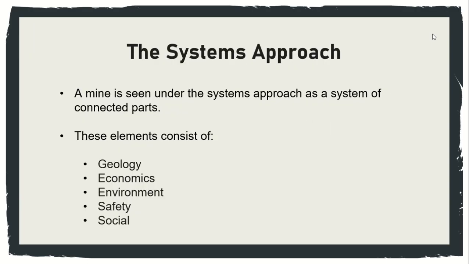So next is the systems approach. A mine is seen under the system approach as a system of connected parts. The elements consist of geology, economics, environment, safety, and social. The system approach views a mine as a system of interconnected components. These components include the geology of the ore body, the economics of the mine, the environmental impact of the mine, the safety of the miners, and the social impact of the mine. This system approach considers how these components interact with each other and how they affect the overall performance of the mine.